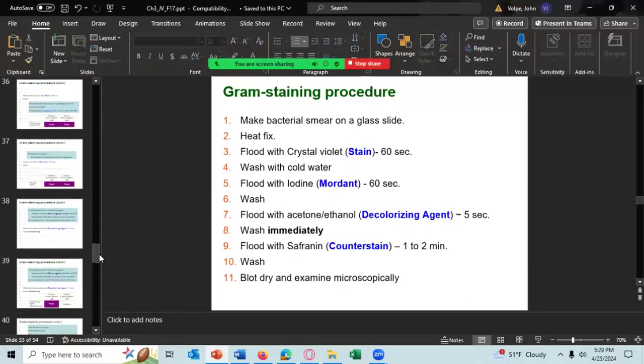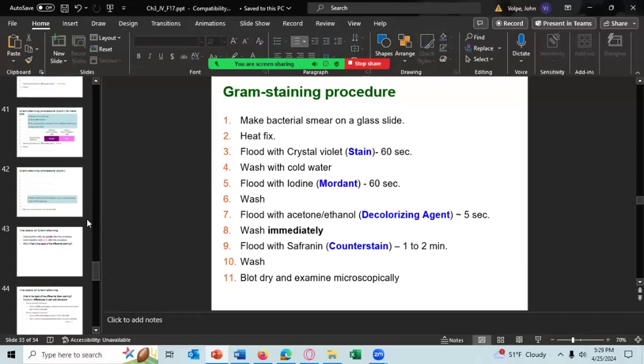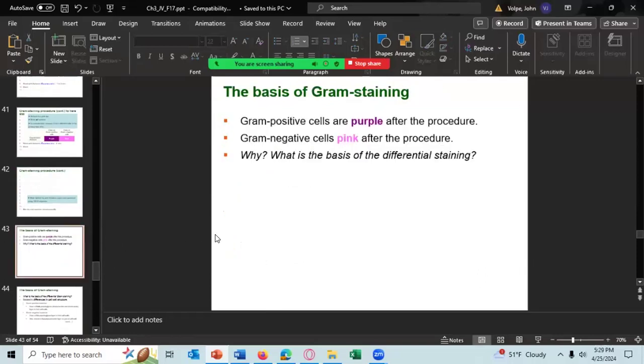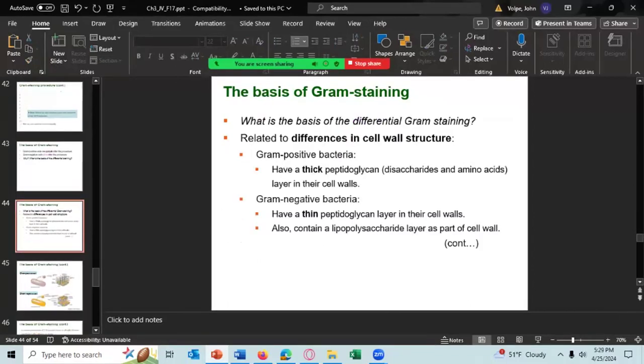All right, what slide were we on? Was that 43? Yes. All right. So the basis of the gram staining, the gram-positive cells are purple after the procedure. The gram-negative cells are pink after the procedure. Why? What is the basis of the differential staining? It's related to the differences in the cell wall.